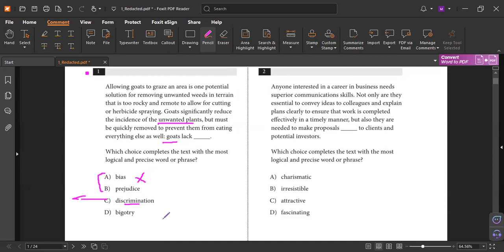Okay, number 2, what do you think? And for number 2, I think it's B, C, sorry. So why do you think it's the same?